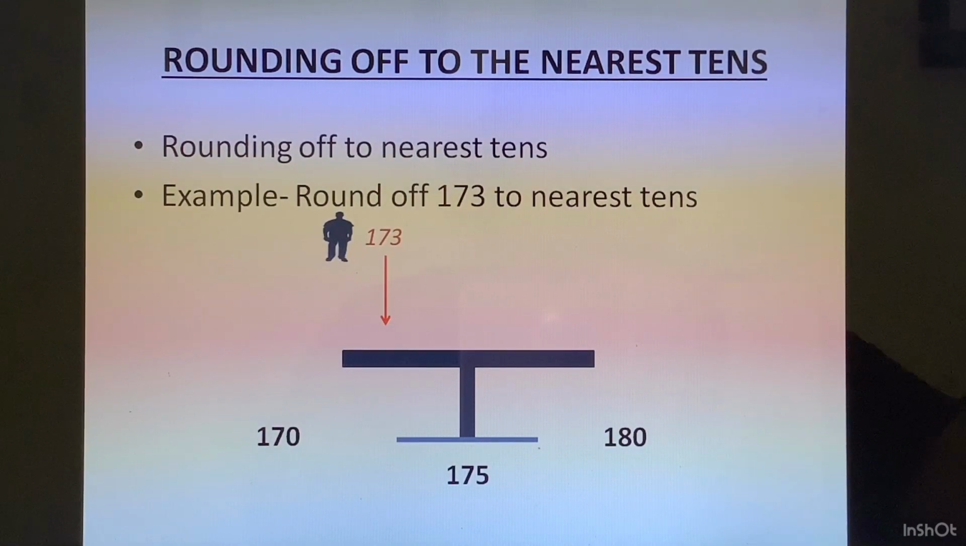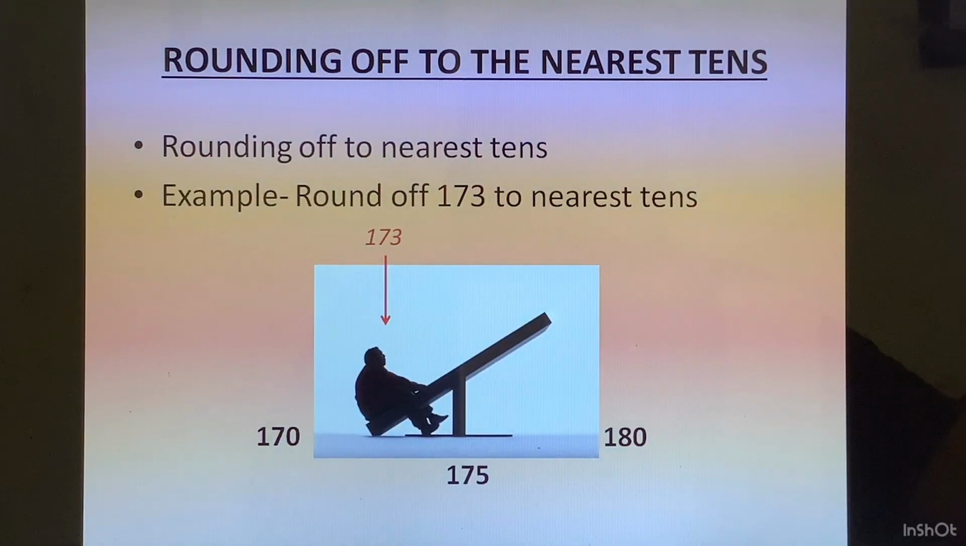Now the same example I am explaining with the help of a seesaw to help you remember the concept of how we round off. Here we have 170 on one side of the seesaw and 180 on the other side. 175 is the center point. Now let's suppose 173 is a person. 173 comes between 170 and 175, so it will sit on this side of the seesaw. When he sits here, this side comes down and he slides towards 170. So when you are rounding off 173, it will slide towards 170 and you will get the answer 170.